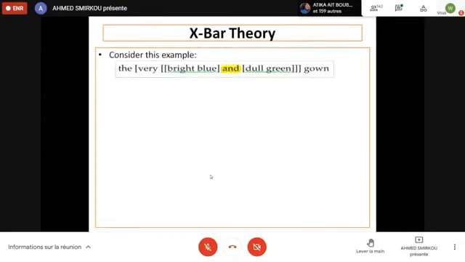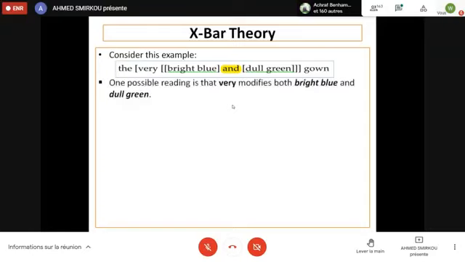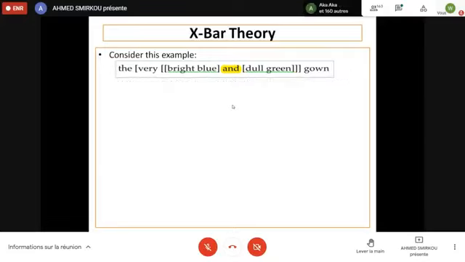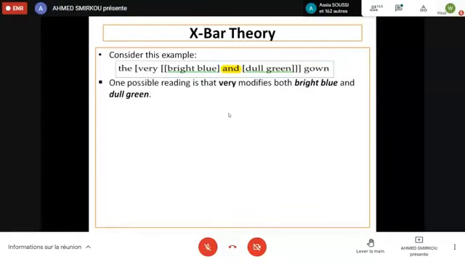Now consider this example. Again, we cannot solve the problem of the conjunction between two adjective phrases, very bright blue and tall green gown. So we have the conjunction between two adjective phrases. If we don't use an intermediate category, we cannot branch this phrase. Here very is ambiguous. Does it refer only to bright blue or both of them? Is it very bright blue and very dull green, or just very bright blue? Anyhow, we'll adopt only one reading. One possible reading is that very modifies both bright blue and dull green.